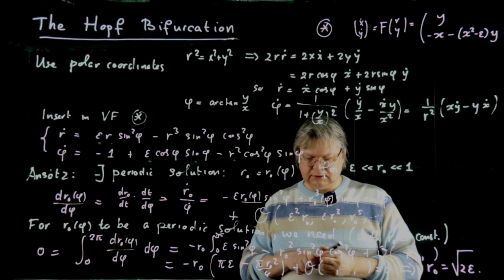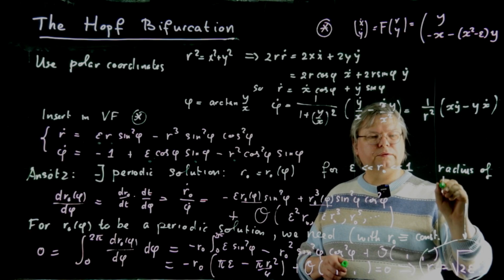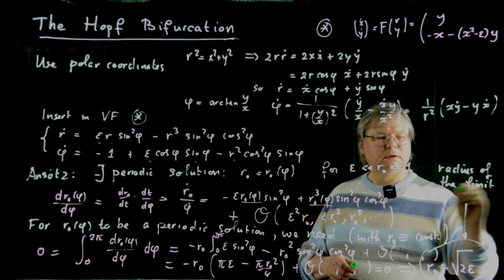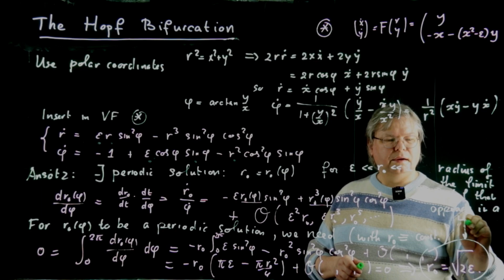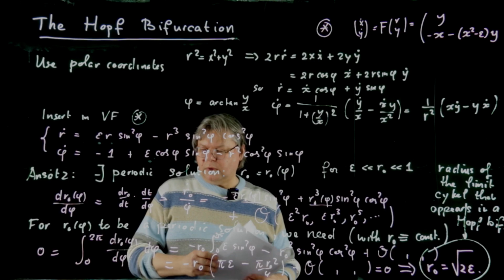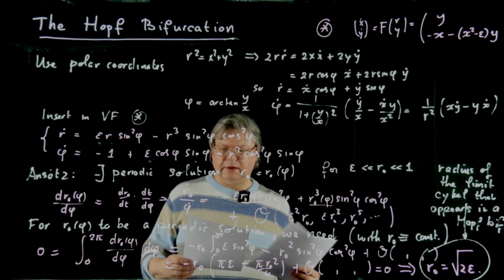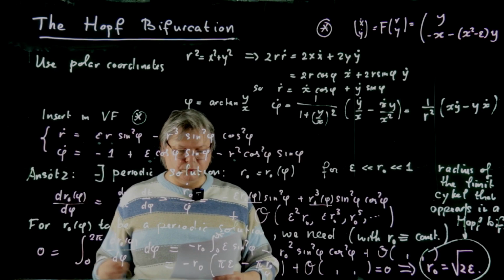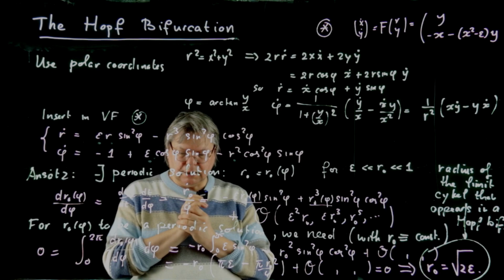So this is the radius of the limit cycle that appears in a Hopf bifurcation. So this is an argument why we will see a limit cycle, and we also know more or less what size the radius of this limit cycle will have. On the next board, I would like to summarize the Hopf bifurcation, not only for ODEs but also for maps, using normal polar forms.